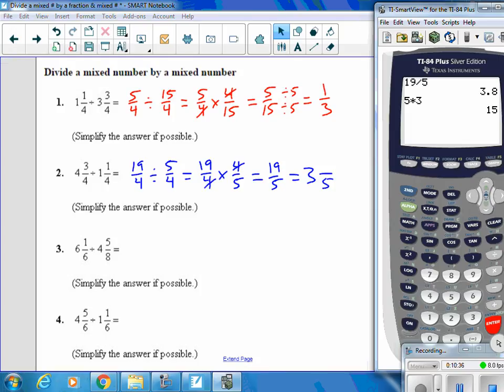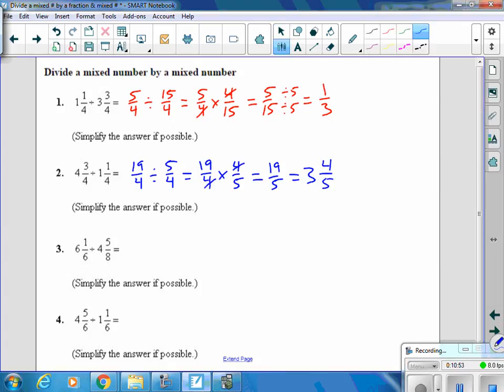Now again, if you don't remember, or if you can't think about it that way, just take the 19, the top number from your improper fraction, and subtract it from what you get when you take 5 times 3. So that would be the 15. And you get the 4 that way as well. So our answer here becomes 3 4/5.